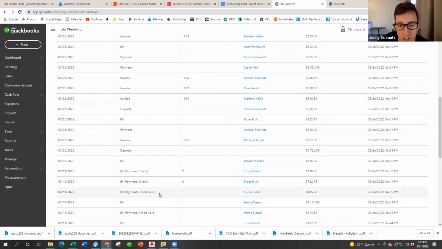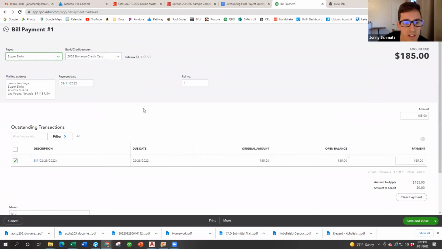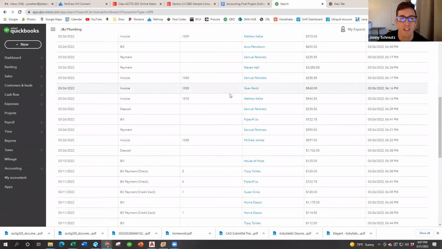And then for a third transaction, let's see, there's the credit card. It's a credit card transaction with Super Sinks, and it's very similar to the other ones that we've looked at. The only difference is the credit account that was used as a credit card instead of like a bill, or instead of like a check. Okay, cool. Close that out.